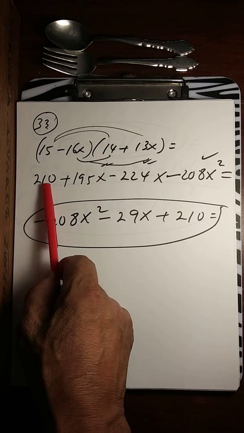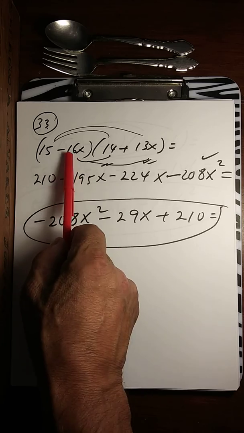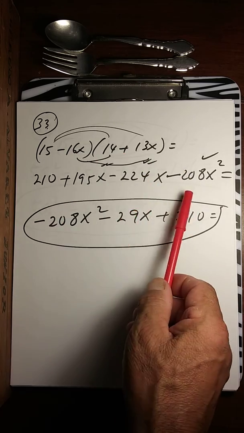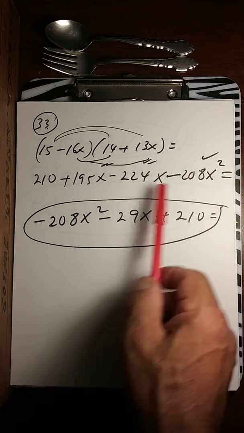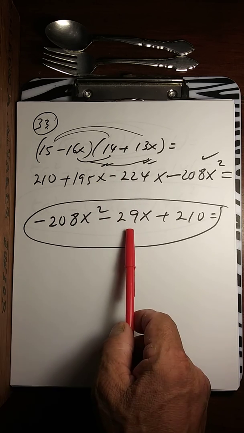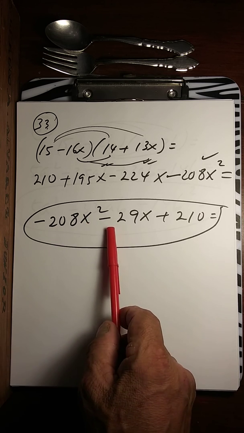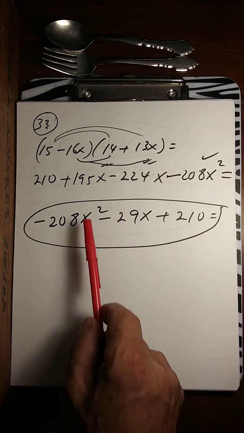15 times 14 is this number. 15 times that is that number. 16 times that is this number. Negative 16 times that is that number. So now, negative 208x squared, put it first. And 195 minus 224 is negative 29x plus 210. So negative 208x squared minus 29x plus 210. Put them in order.